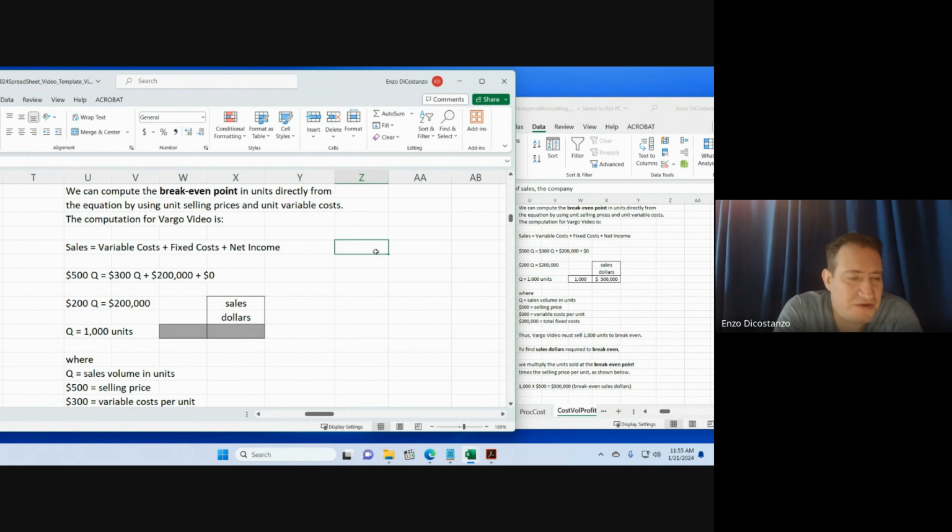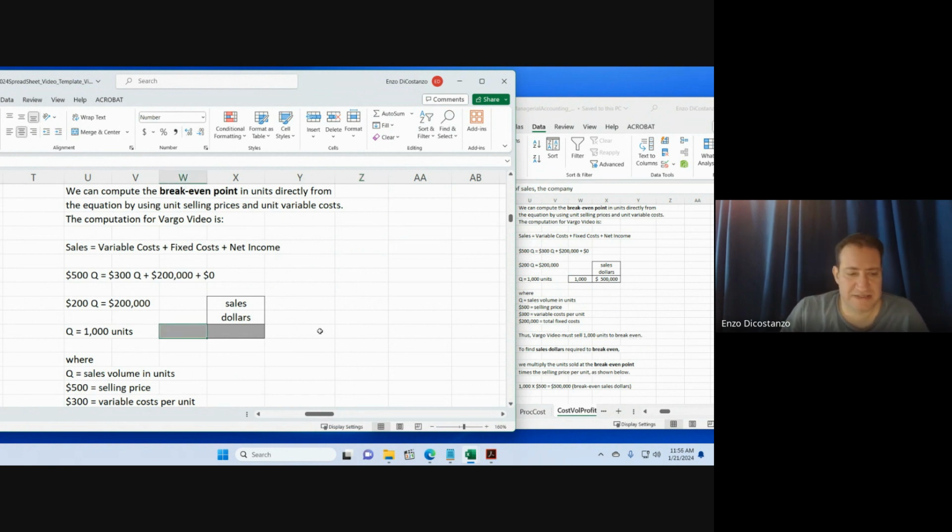It would be 500Q equals the selling price; 300Q, where Q is the quantity of units of electronic equipment, is your variable cost; 200,000 is fixed cost; and break even would be net income of 0. If you bring this 300Q over to the left, 500 minus 300 is 200. The right side is 0, so you're left with 200Q equals 200,000, and 200,000 divided by 200 is 1,000.